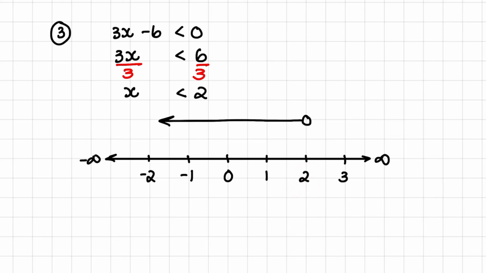And now my interval notation changes slightly. My minimum value would be negative infinity, and my maximum value would be 2. But 2 is also shown with a curved bracket because it's not included. In our next example, we have negative 2x plus 8 bigger or equal to 0.